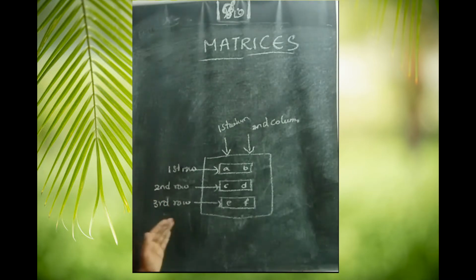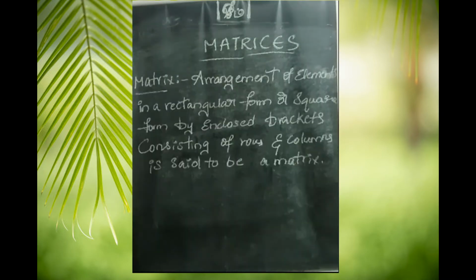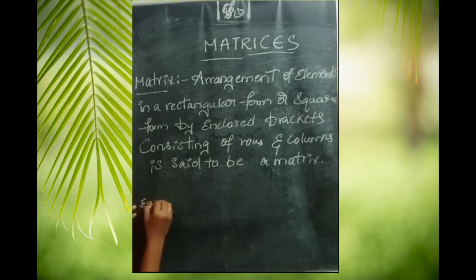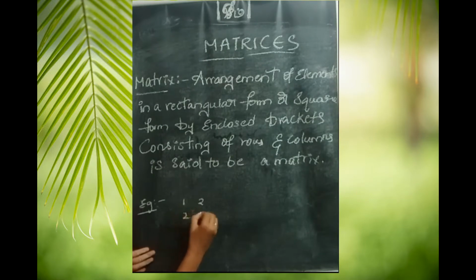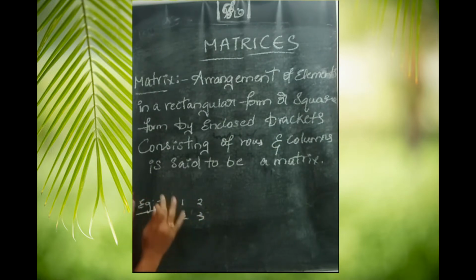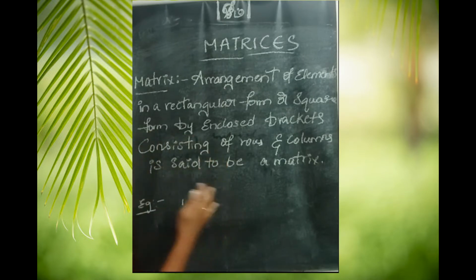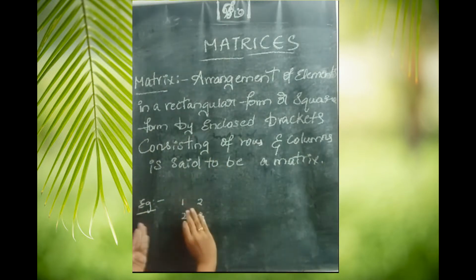Next, we will go for the definition of this matrix. Okay. This is the definition of matrix. That is, arrangement of elements in a rectangular form or a square form, enclosed by brackets, consisting of rows and columns, is said to be a matrix. That means, for example, arrangement of elements. So, arranging some elements. Take here 1, 2, 2, 3. Now, these are the elements. It may be in rectangular form or in a square form. I write both the forms.